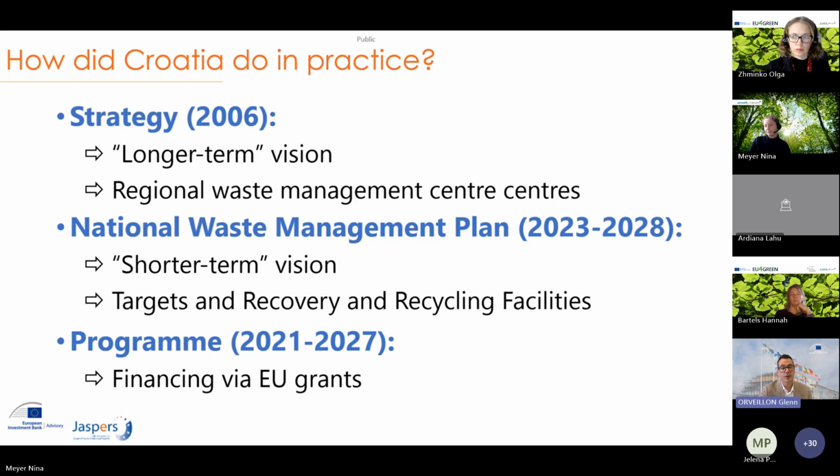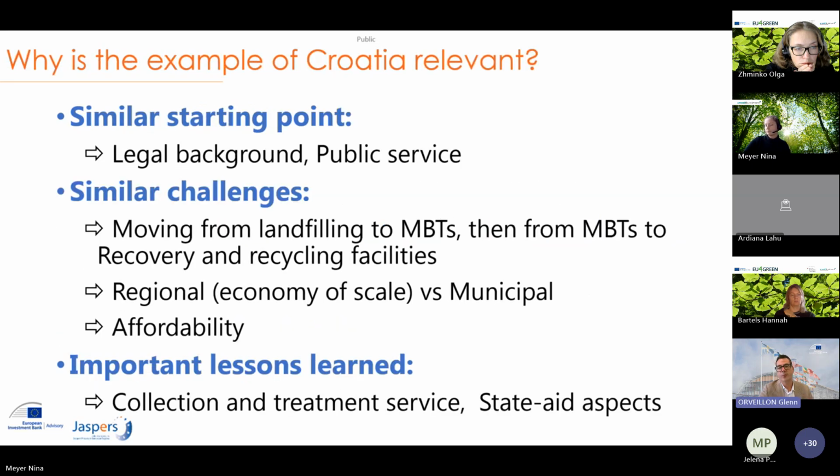And then obviously you need a program. In the case of Croatia, the program is 21-27. It's clearly defined that these centers, these waste management centers or recovery and recycling facilities, will benefit from EU grants. Next slide, please. All these first steps are very important. And as I said, then will come the feasibility study that I spoke of before.